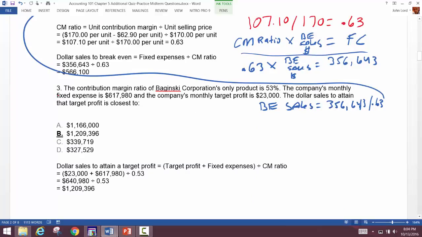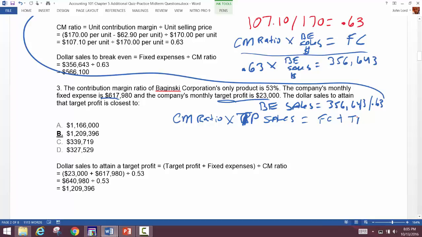Contribution margin ratio of Baginski Corporation is what? 0.53%, and they give me the fixed expenses, and now the only wrinkle here is what? Target profit that comes in. So again, I set it up. Contribution margin ratio every single time times the what? Now it's not break-even sales. I guess it's what? Target profit sales would be a better way of saying that. Target profit sales got to equal what? Got to equal my fixed cost plus what?